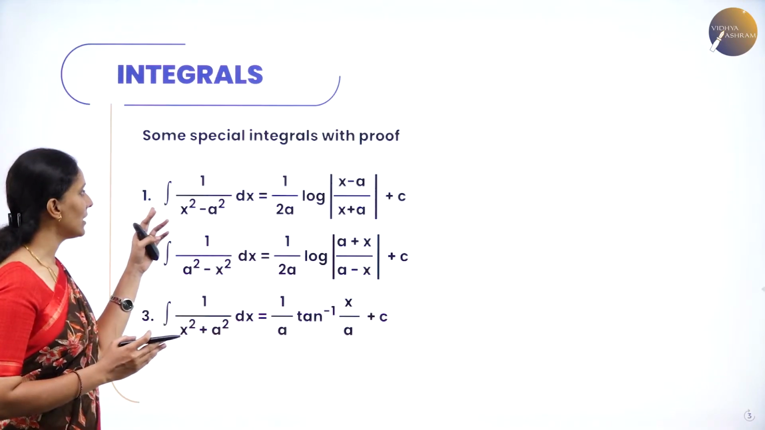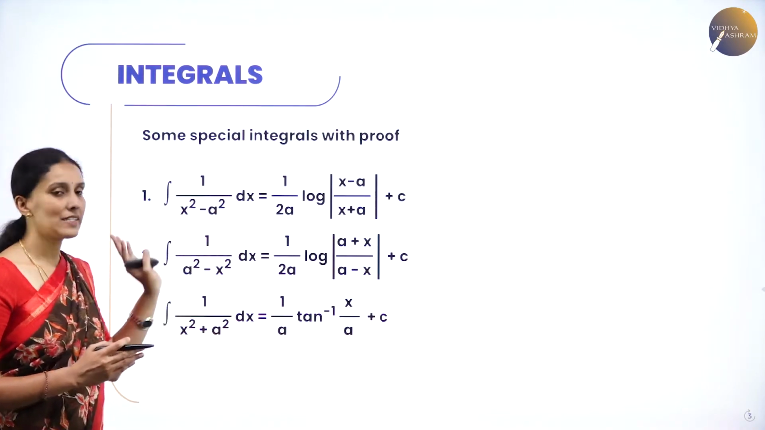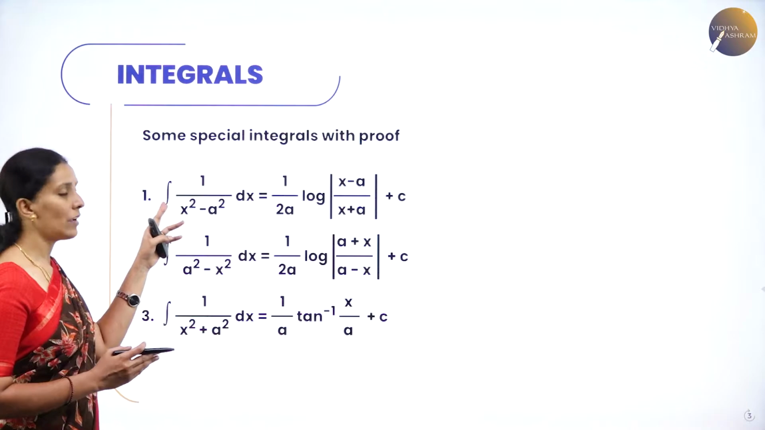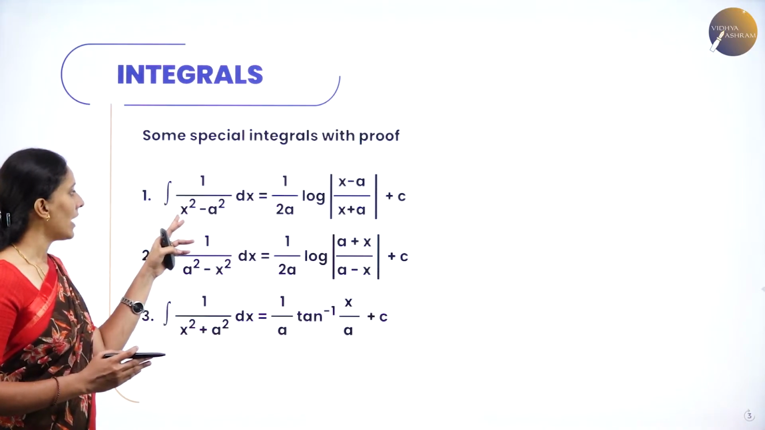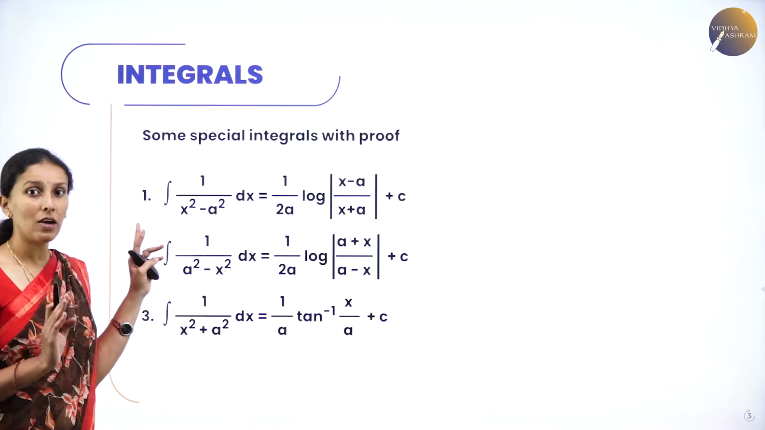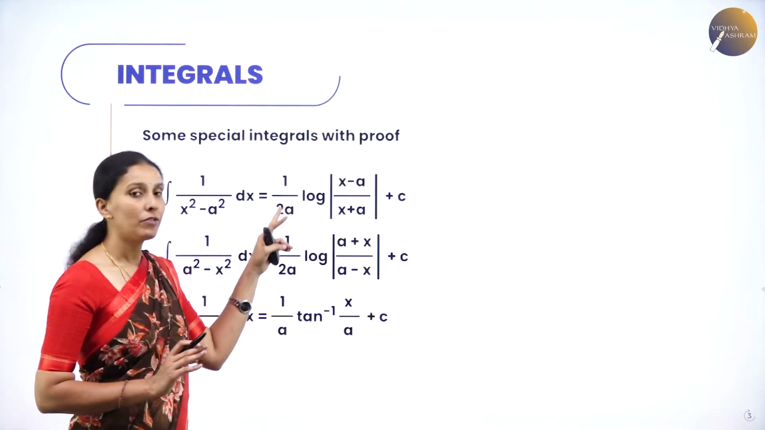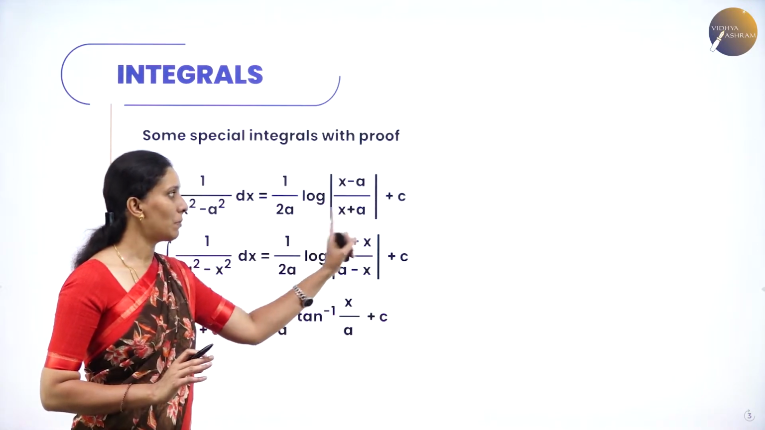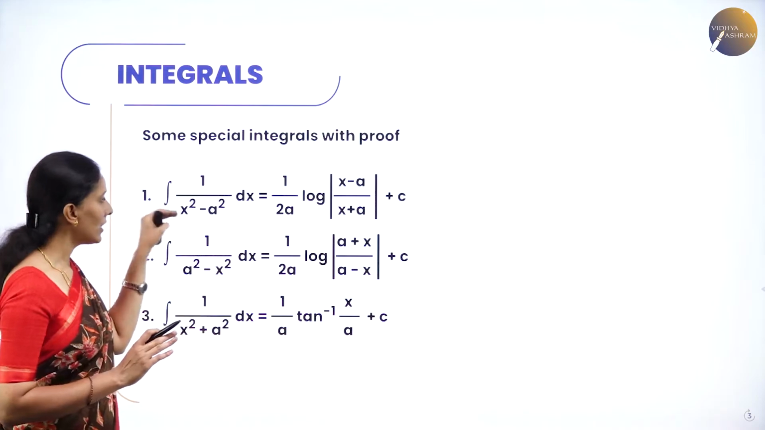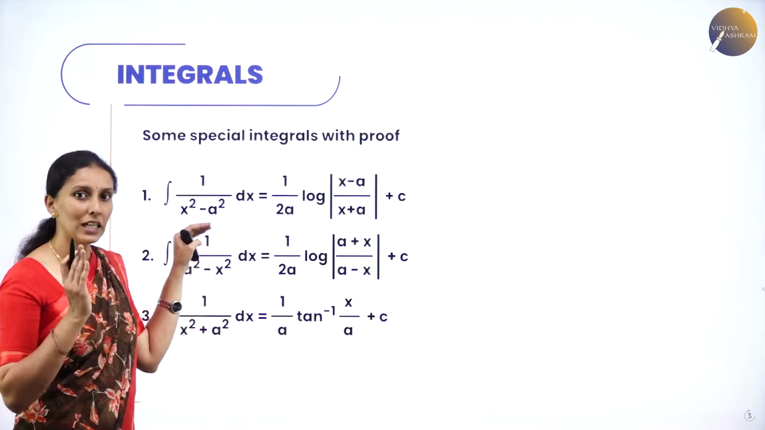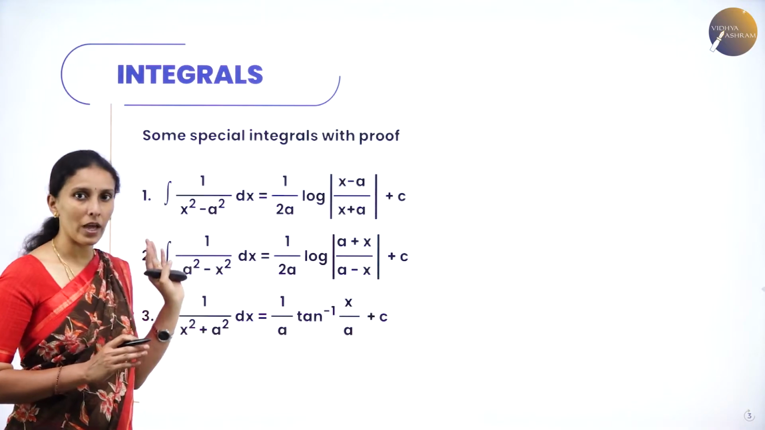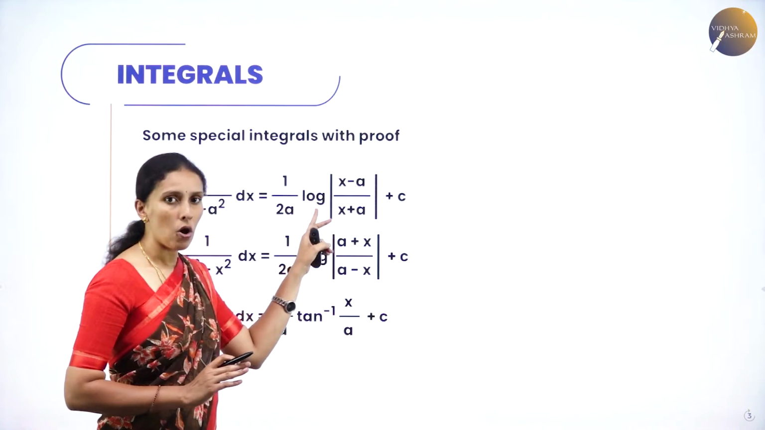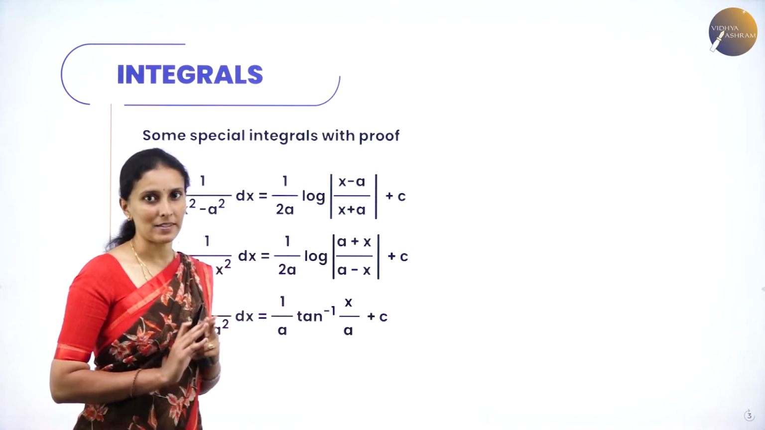Suppose you have an integration of 1 over x square minus a square. These are all quadratic forms of equations. Whenever there exists any function in the form of 1 over x square minus a square, where a is purely a constant, then you have to write this in the form of 1 over 2a log of x minus a divided by x plus a plus c. So any function in the denominator, if you can express it in the form of x square minus a square, then you can write it directly as 1 by 2a log of x minus a by x plus a.